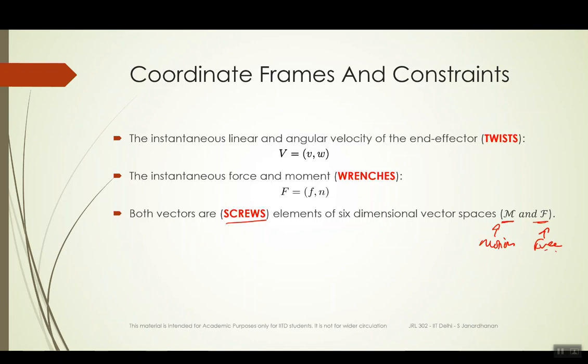So the motion based, the velocity based screws are called twists, and as I said earlier, they are six-dimensional vectors. So you have velocity in three directions and angular velocity in three directions as the elements of this twist V. And similarly, you also have instantaneous force and moment based screws, which are called wrenches. Again, you have three linear forces and three angular moments.